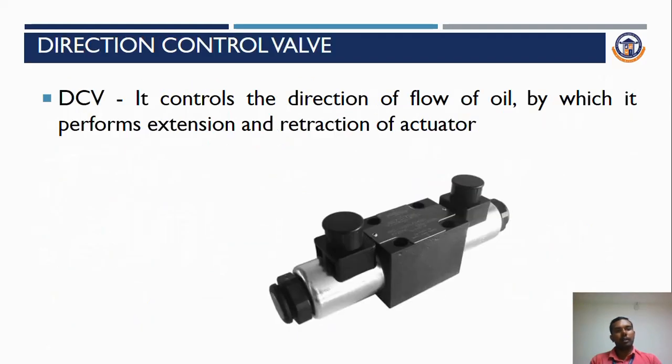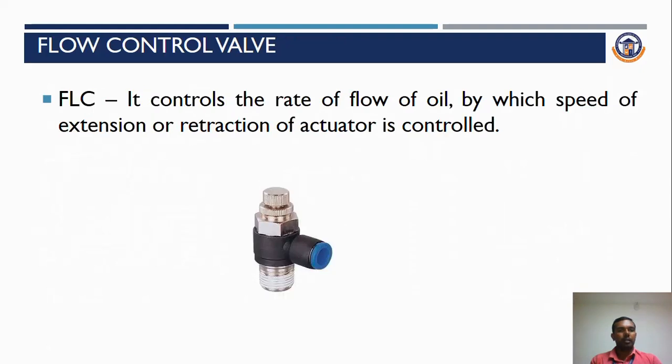Direction control valve, DCV. The direction control valve controls the direction of flow of oil, which performs extension and retraction of the actuator. Next one is the flow control valve, FCV. The flow control valve controls the rate of flow of oil, by which the speed of extension or retraction of the actuator is controlled.